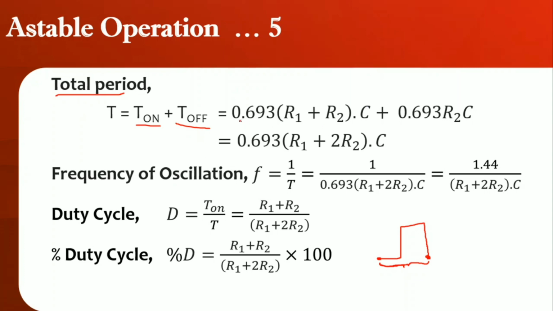So, what is the on time? It is 0.693 (R1 + R2) C. What is off time? 0.693 R2 C. So, what is common here? R2, right? So, if I add them, your expression will be 0.693 (R1 + 2 R2) C. Is it clear? Yes. Next is frequency. Frequency is the number of cycles per second. We know that frequency is equal to 1 over T. So using the same formula, you can calculate the frequency. 1 divided by 0.693 is 1.44. So you got this expression, right?